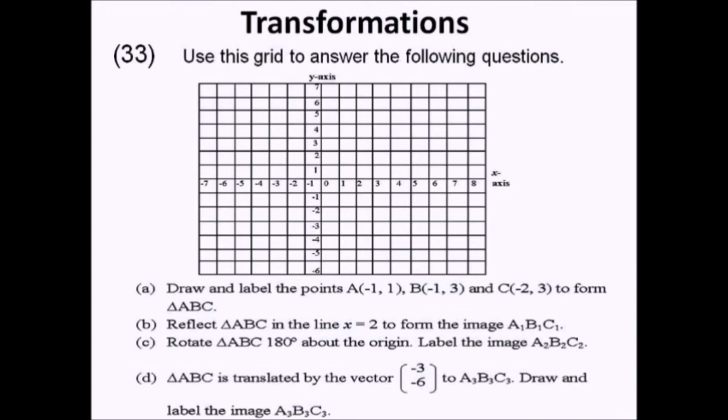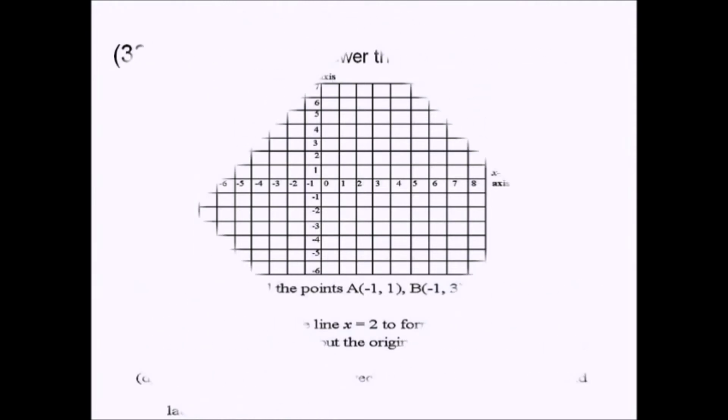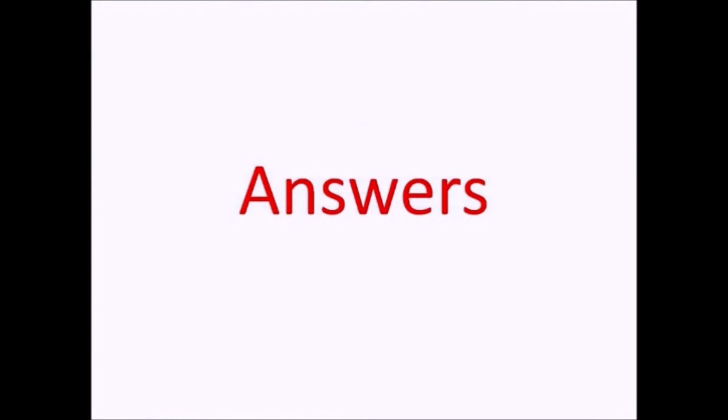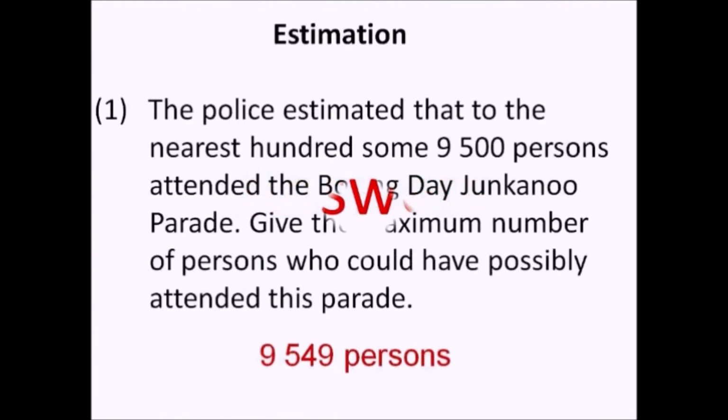And C, rotate triangle ABC 180 degrees about the origin, label the image A2, B2, C2. And D, triangle ABC is translated by the vector (-3, 6, -6) to A3, B3, C3. Draw and label the image A3, B3, C3. A lot to get done, so I'm going to give you a bit more time to get this one done. Remember, you do the reflection first in the line x equal 2 and then do the rest. Okay, here we go. Now we have your answers.